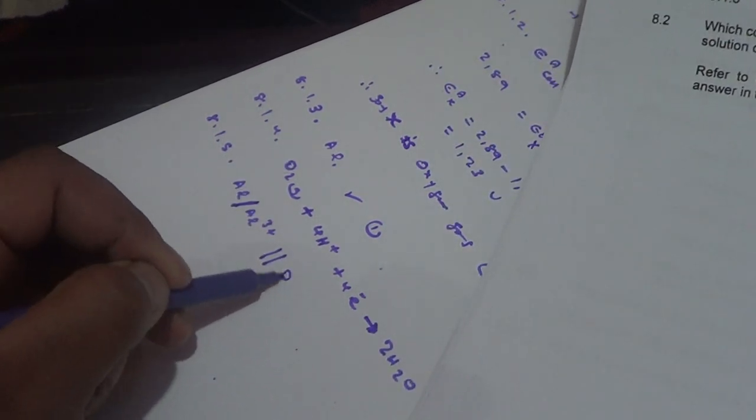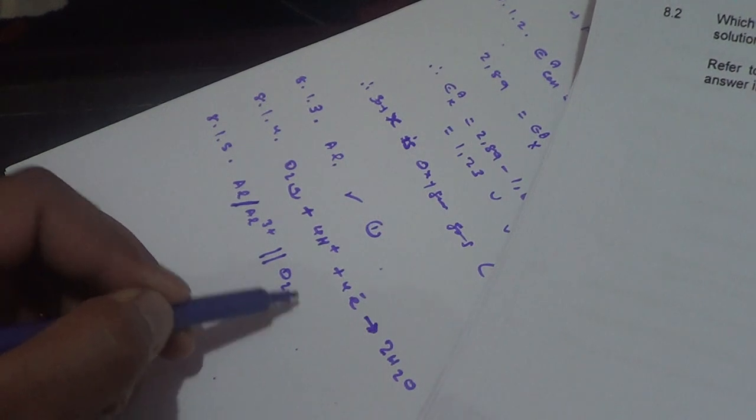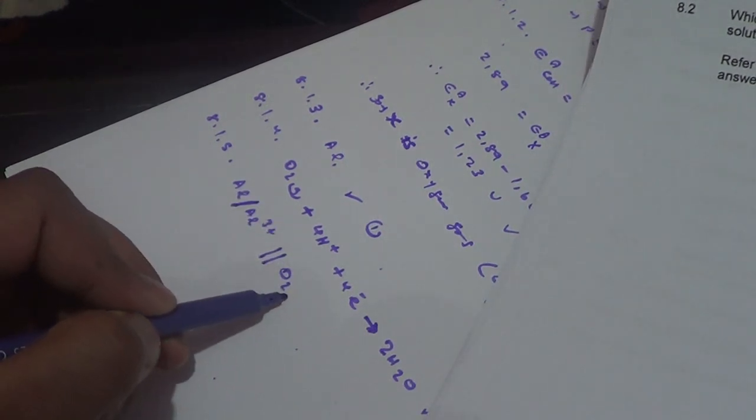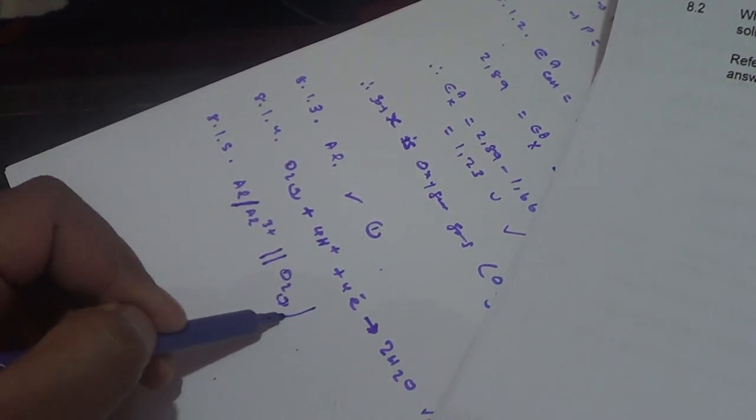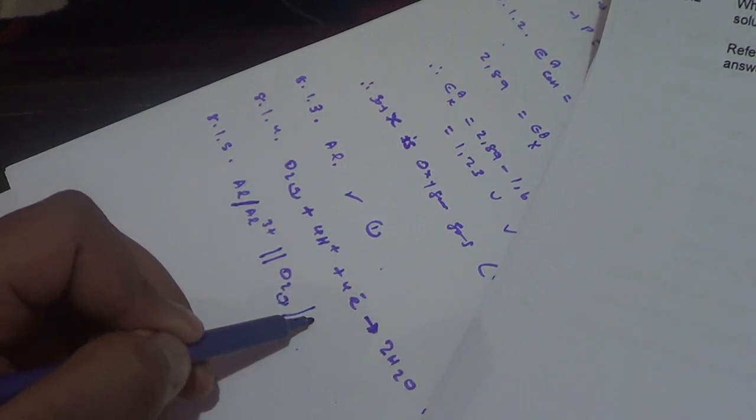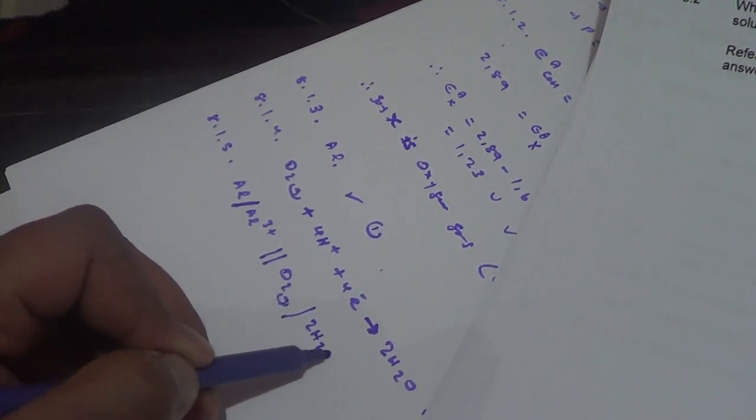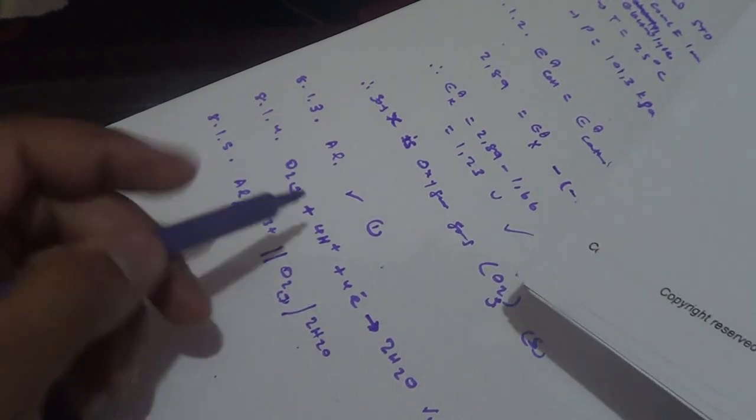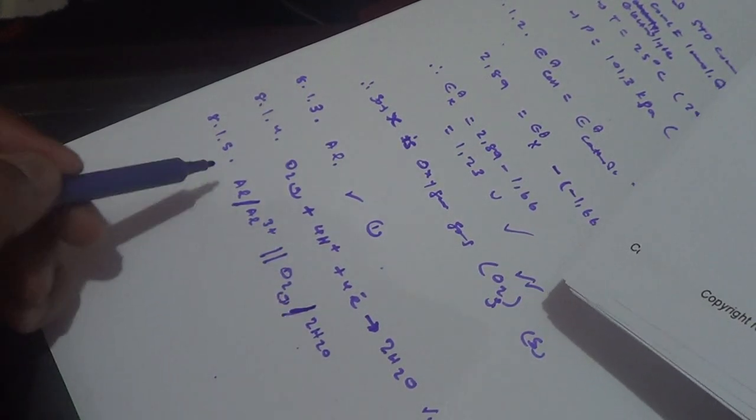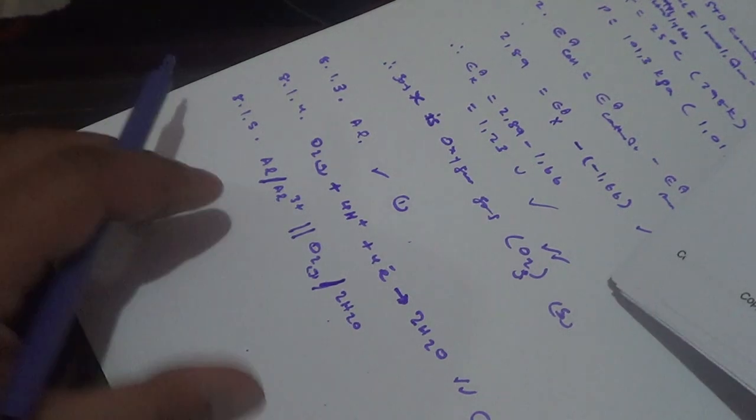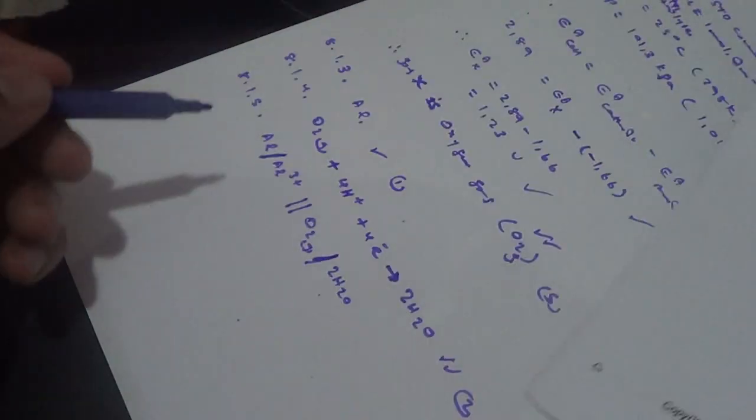And then here we have oxygen. Okay, you can write gas if you want. It goes into water. Okay, not a problem. So this one must be slanted as well, like that. Okay, so this is it. The cell notation is fine like this.